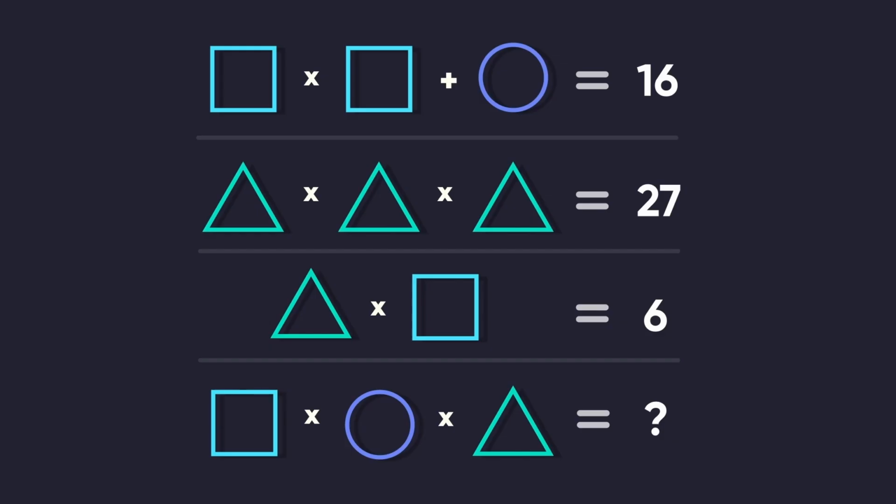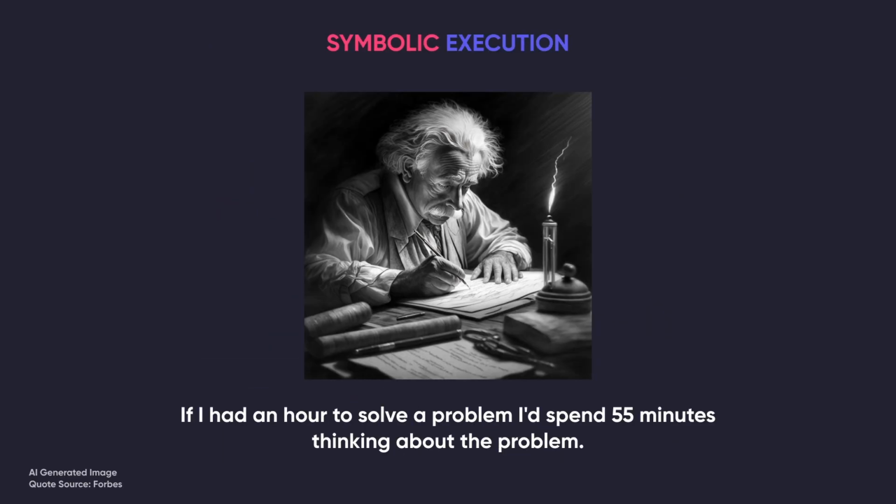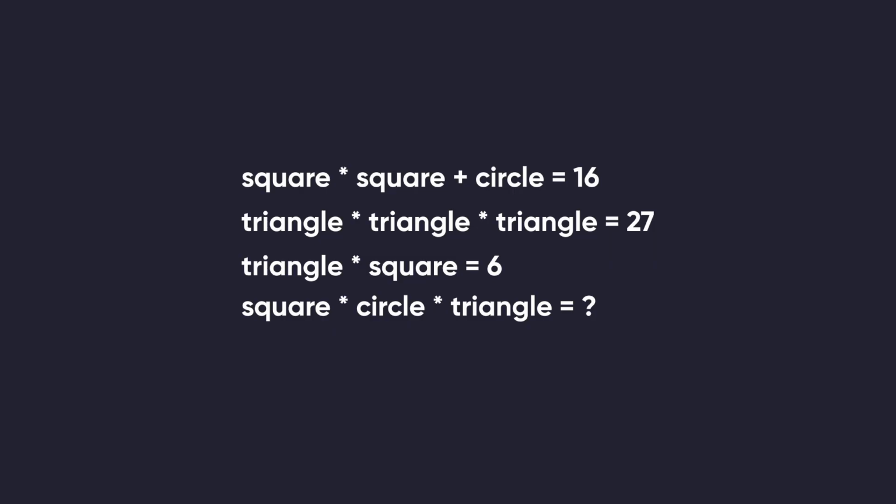All right. As Albert Einstein would like to say, quote, "If I had an hour to solve a problem, I'd spend 55 minutes thinking about the problem and 5 minutes thinking about solutions," end quote. So we would follow his advice and spend time with the question first. We can start by rewriting the problem into a symbolic form.